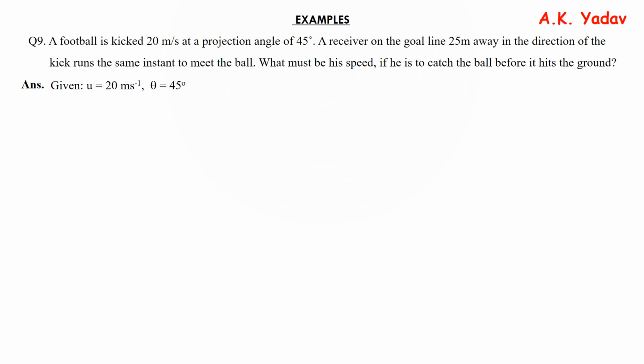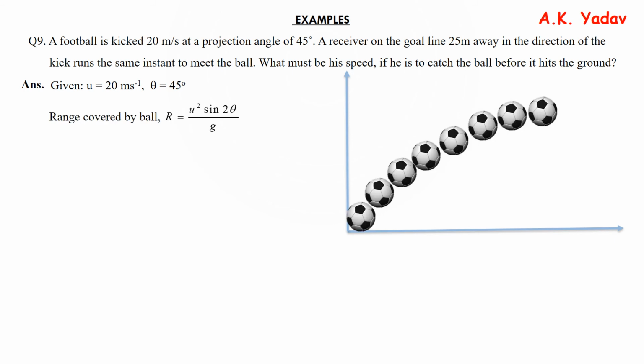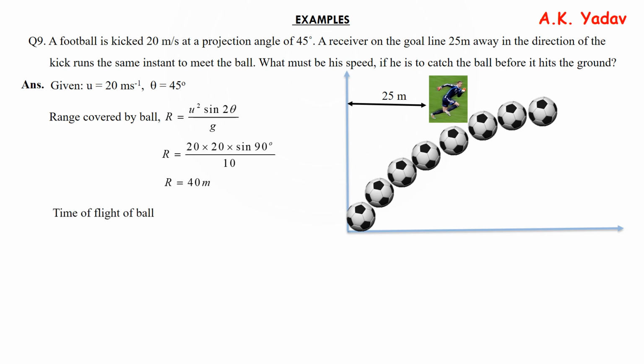So u is 20, theta is 45. Okay, so this is the representation. Now this is the ball. The range covered by the ball is u square sine 2 theta upon g. We put all the values and we get range as 40 meter. Okay, the goalkeeper was 25 meter away.